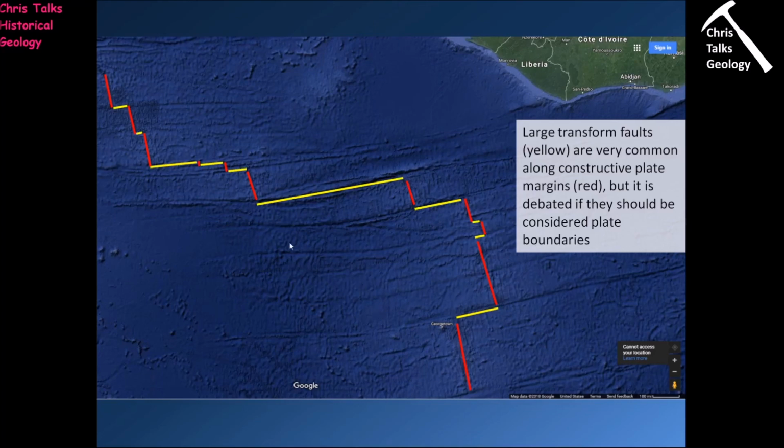Now, it's a matter of personal opinion. You can say that these are transform plate boundaries in their own right, or you can say that they're actually part of the larger divergent plate boundary. I personally feel it's the latter, but I would also agree that if you felt it was the former, you would not be incorrect. So these transform faults allow these pieces of crust to move past each other without anything being made or destroyed.